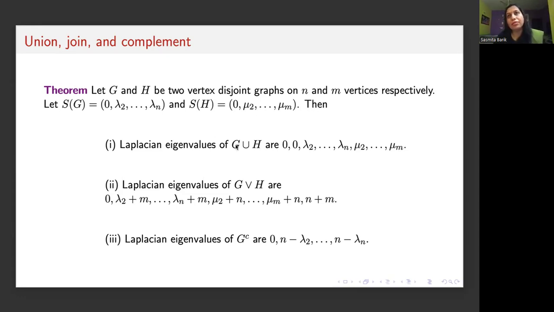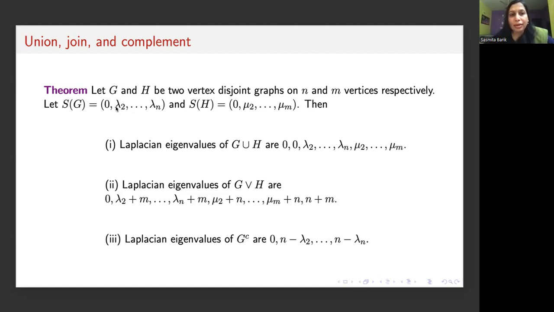The union is a disjoint union, meaning you take two graphs with disjoint sets of vertices, a copy of G and a copy of H. That's the union of G and H. The join is this: first you take the union of G and H, and then put all the possible edges between the vertices of G and the vertices of H. And the complement: you take the same vertex set, and the edges that are not present in G are the edges of the complement, and vice versa. So these are the three graph operations.